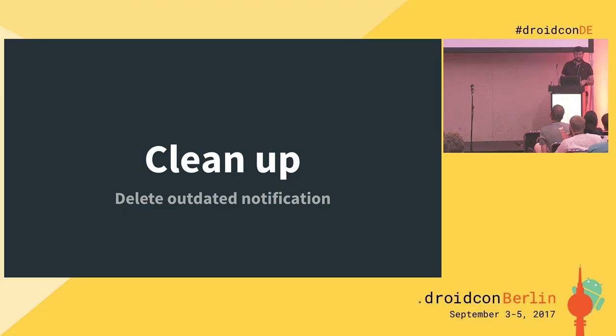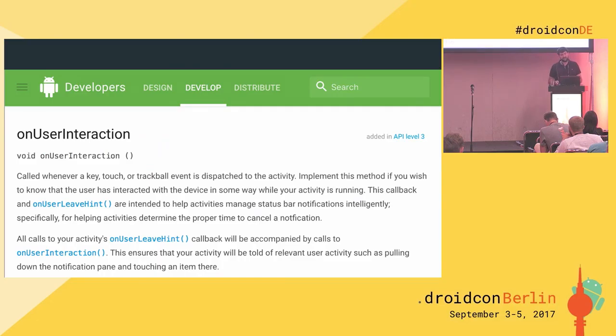Also, there is this cleanup problem. For instance, if you are looking at your mail, you have a notification for your mail, but you go through your mail in the app and you look at an email's details, right? You want to delete the notification. And for this, activity has a right method, which is onUserInteraction. It will allow you to be called when the user has interacted with your activity, a scroll, a click, whatever. And at this moment, we can consider that this notification has been seen.